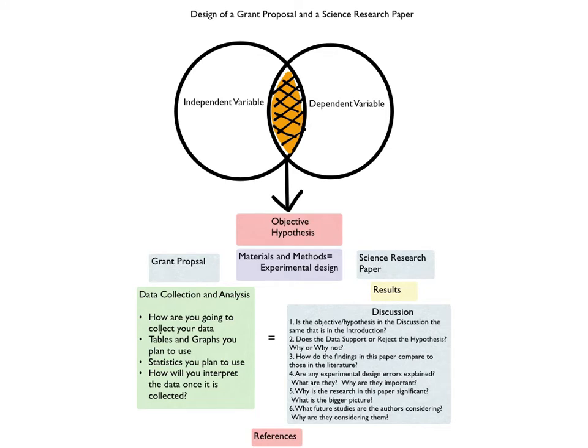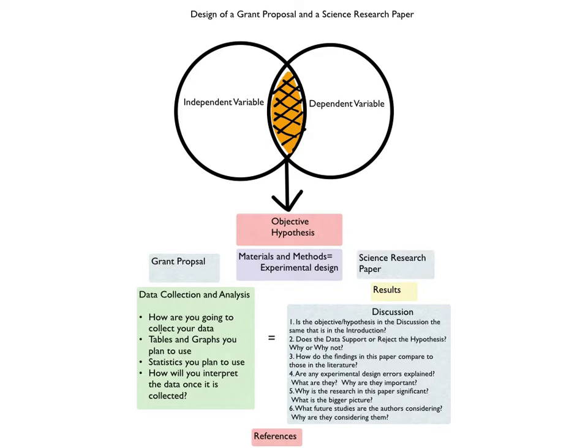It's a design of a grant proposal and a science research paper. As you can see, the relationship between the independent and dependent variable is an overlap, like in a Venn diagram. That overlap is what allows you to generate an objective and a hypothesis. Remember, both in a grant proposal and a science research paper, you have a materials and methods section or the experimental design section.